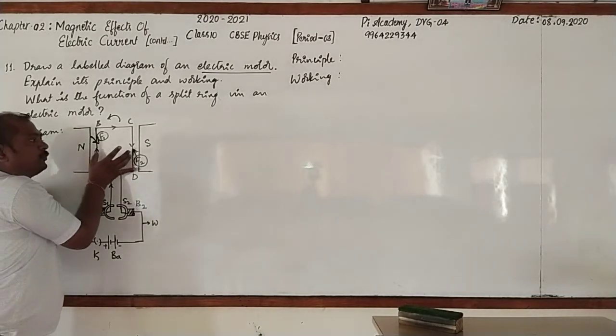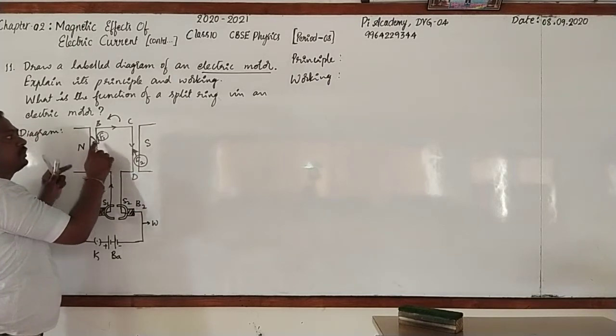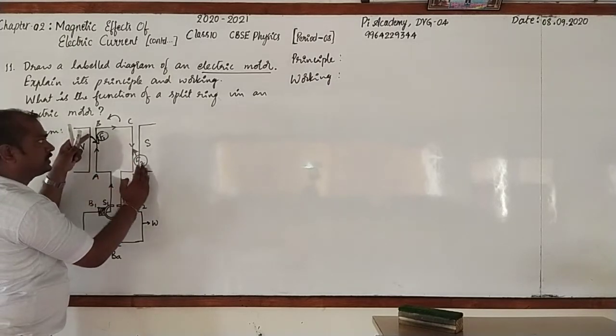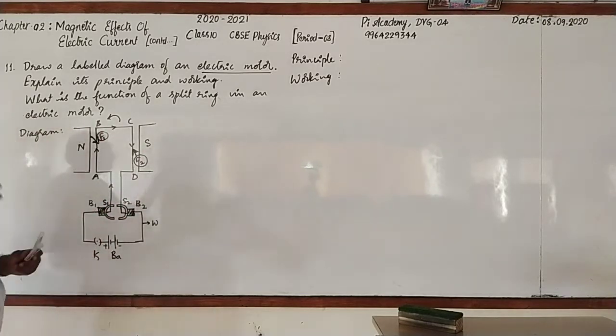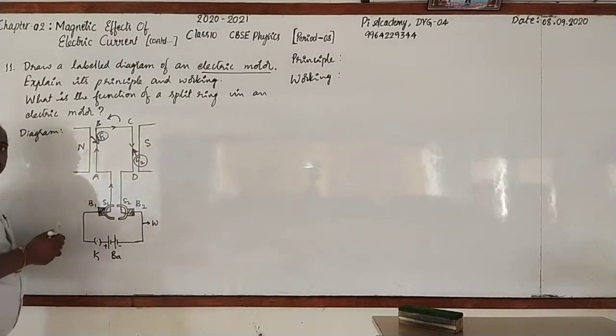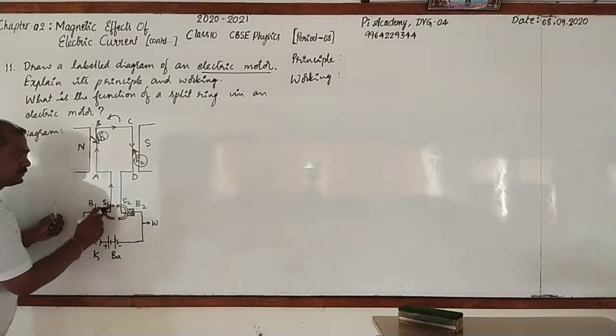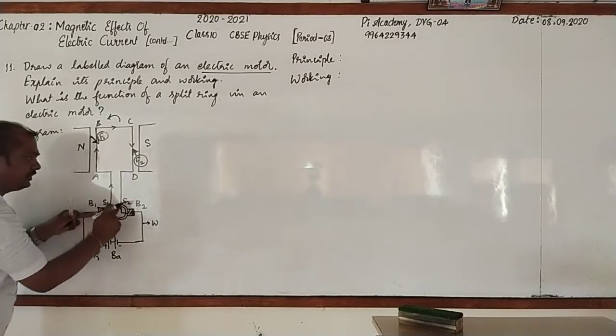If two forces of the same magnitude act on the opposite limbs in the opposite direction, then the coils start rotating. This is known as couple formation. See, during the first half rotation, observe it. Now current is flowing through A, B, C, D.